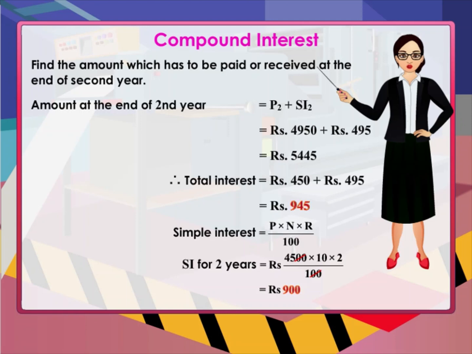The difference between compound interest and simple interest is rupees 45. So what does it tell you? Compound interest is always greater than simple interest.